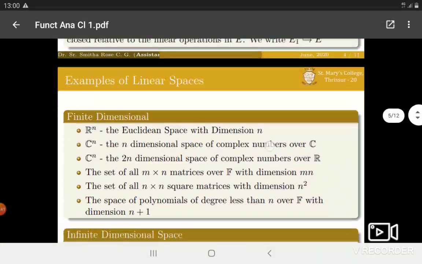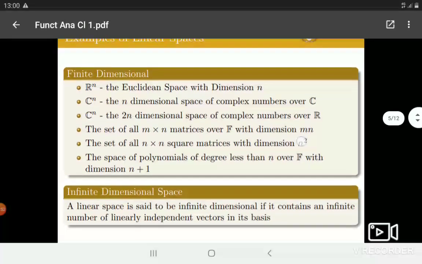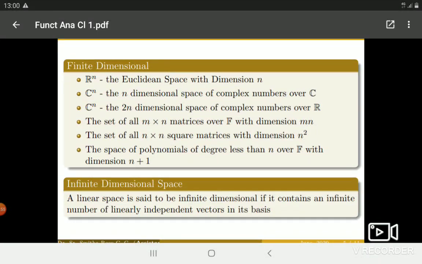Now we move on to some examples of linear spaces. First, we will consider examples of finite dimensional linear spaces. So Rn, the Euclidean space, is a linear space with dimension n. Then Cn, the n-dimensional space of complex numbers. The dimension will be n if it is over C, and as we know, if the space is over R, then the dimension will be 2n, the dimension of C power n.